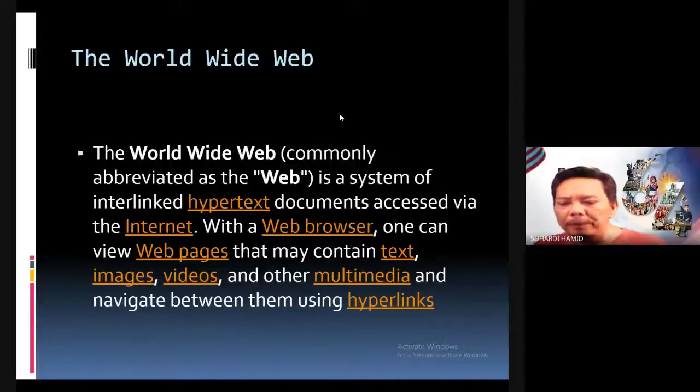The World Wide Web, commonly abbreviated as the web, is a system of interlinked hypertext documents accessed via the internet. With a web browser, one can view web pages that may contain text, images, videos, and other multimedia, and navigate between them using hyperlinks.